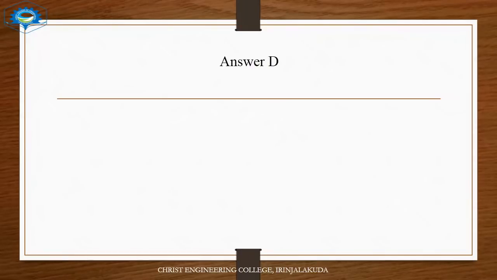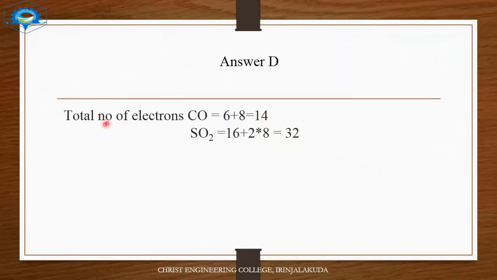In order to find the odd number of electrons, first calculate the total number of electrons in each case. So the total number of electrons in CO. How will we calculate the total number of electrons? By adding the number of electrons in carbon and oxygen, that is, adding the atomic numbers of carbon and oxygen. That is 6 plus 8, total 14.